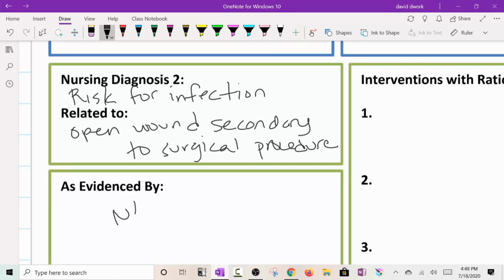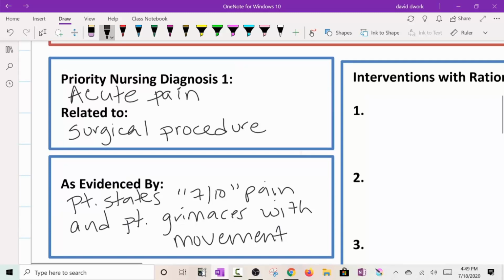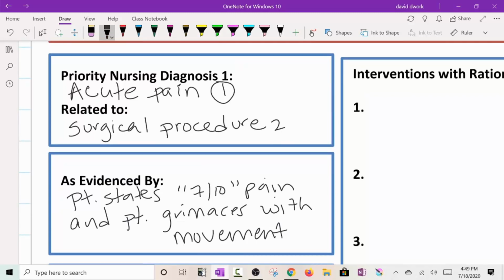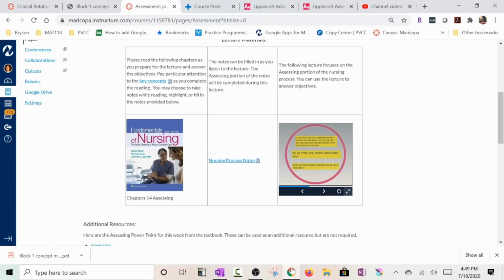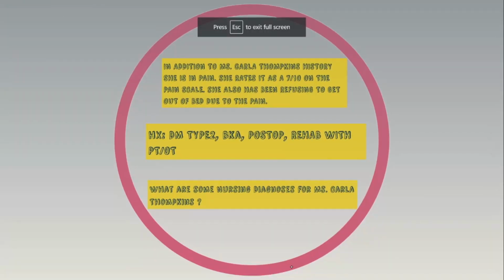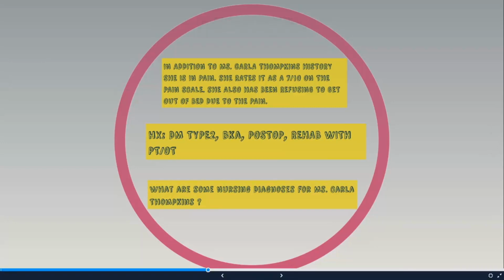And we don't have an as evidenced by, and if you remember, risk for diagnoses are 2-part statements. So you remember that a risk for, here's our first part, here's our second part. And if we go back up, we see that this one is a three-part: 1, 2, 3, because it's an actual diagnosis. Okay, so let's go back to here. And we'll go ahead and stop there. So we came up with 2 nursing diagnoses for Miss Carla Tompkins.